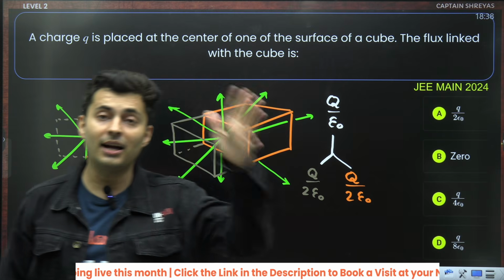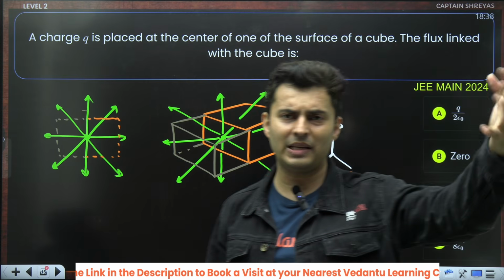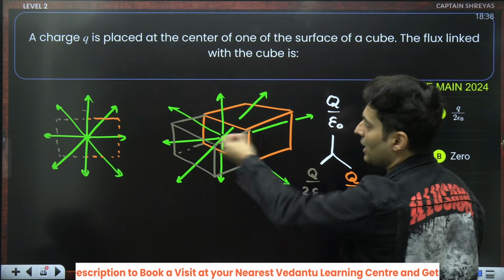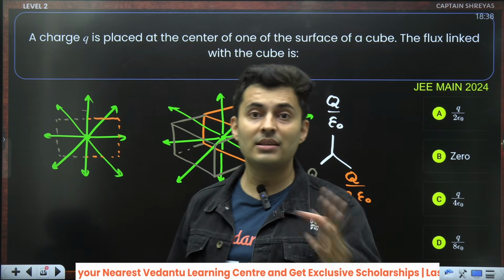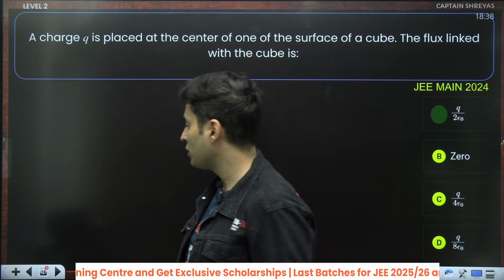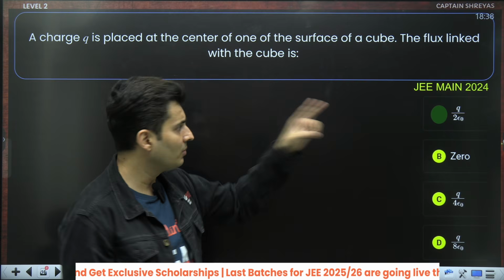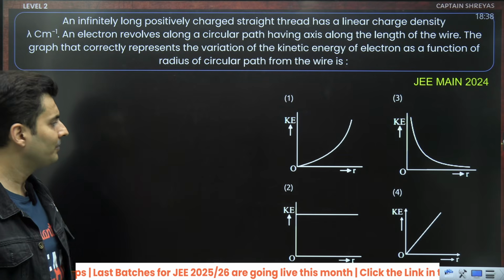So a lot of people memorize certain things and they say, sir, it is Q by 6 epsilon or Q by 24 epsilon. Guys, it depends on where the charge is placed. If you place it at the vertex, then it is different. If you place it at some other point, it will be different. So it depends from question to question. Hence, the answer for this should be Q by 2 epsilon naught. Brilliant framing of the question.